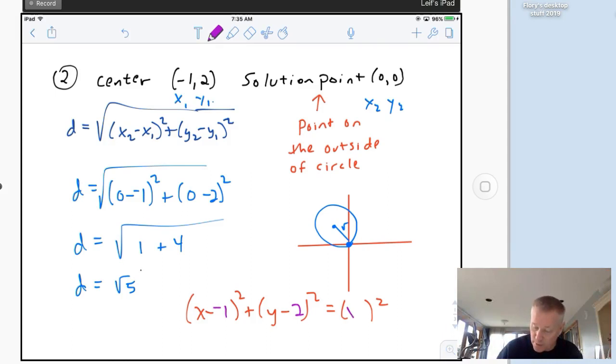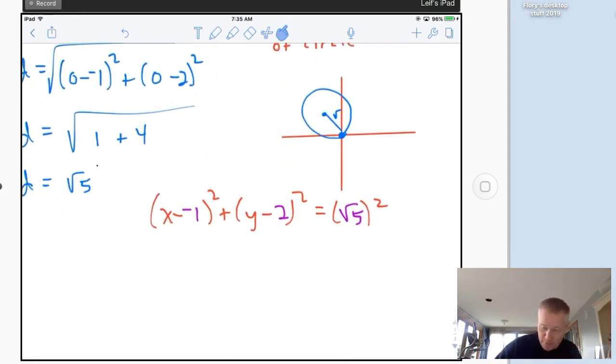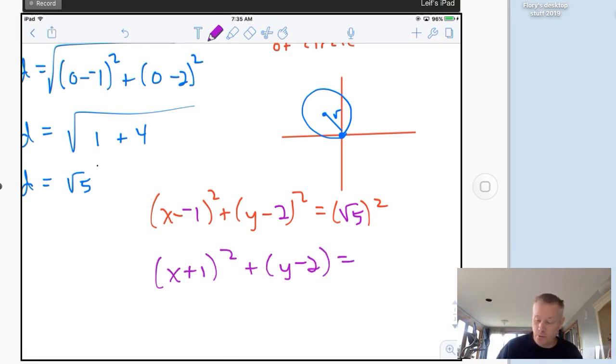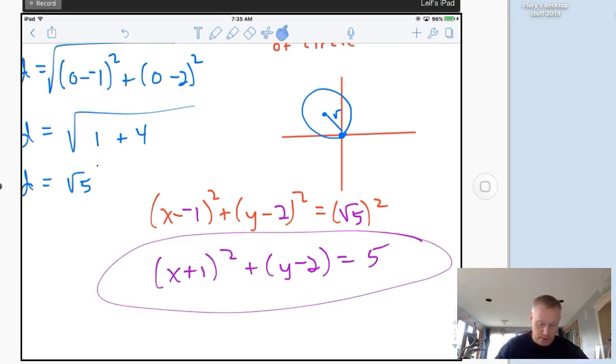We just found the radius. So the only thing I'm left to do now is just clean up any double negatives. And the square root of 5 squared is 5, okay? So square root of 5 times square root of 5 is 5, okay? So that's the equation, and you're moving on to the next one.